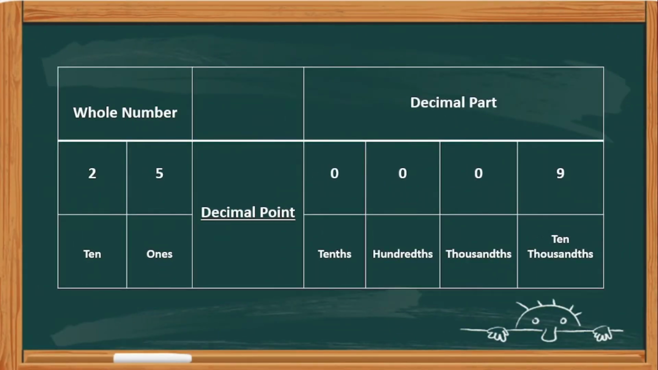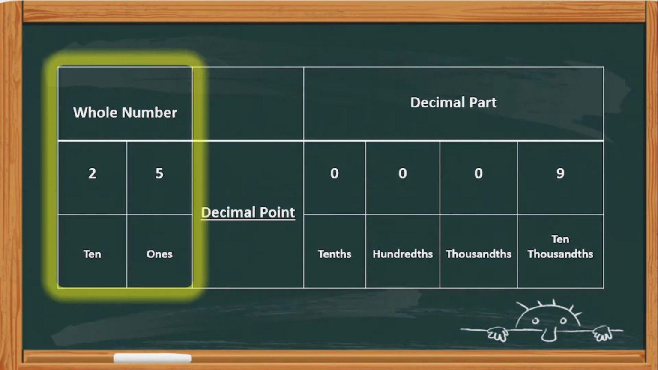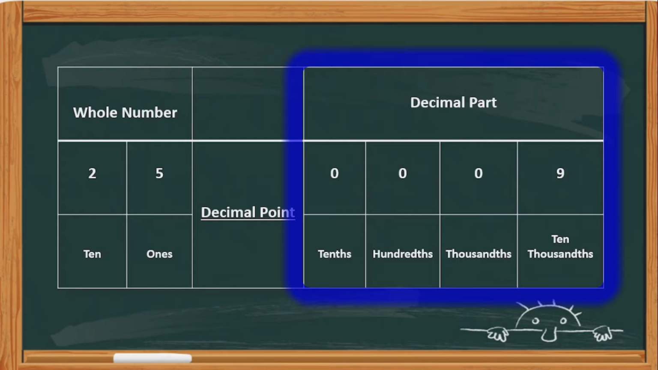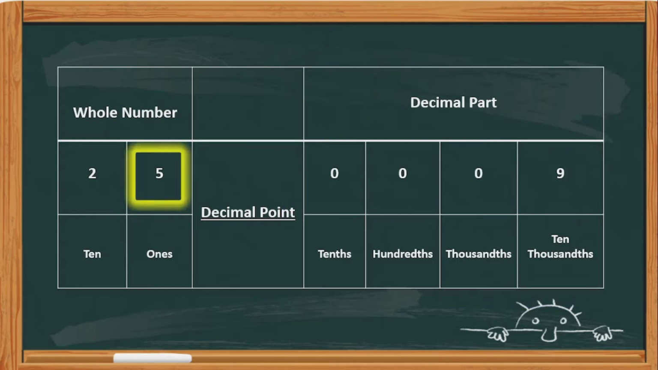We have a place value chart. The left side, we have the whole number. And the right side, we have the decimal part. The number from the left of the decimal point is the ones place. Next to that is the tens place. From the decimal point, going to the right side, the first column is the tenths. The second is the hundredths. The third is the thousandths. And the fourth one is the ten-thousandths.